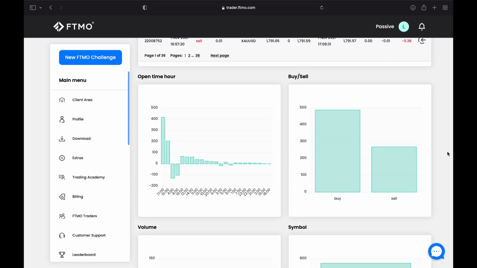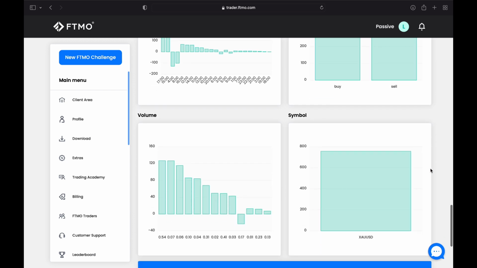So you can see when it comes to buys and sells, we have been more profitable on buys. £488 of our profit has come from buys and then £269 has come from sells. So more of a bullish market since we've been trading this EA. Obviously we trade on just gold and you can see the volume there. So 0.54 is still our biggest and most profitable lot size. Closely behind that is 0.07.